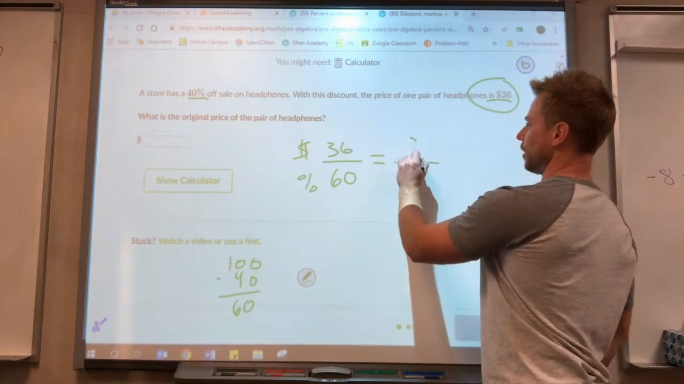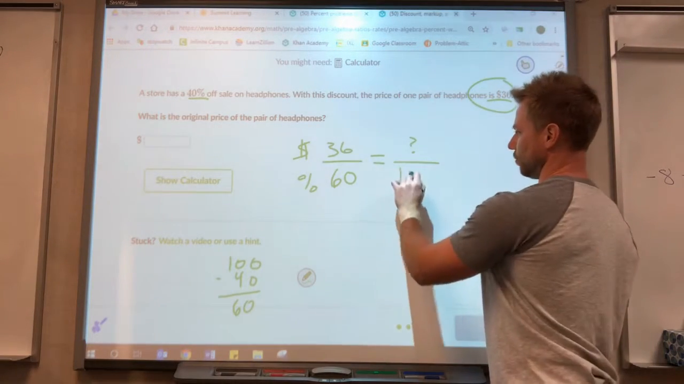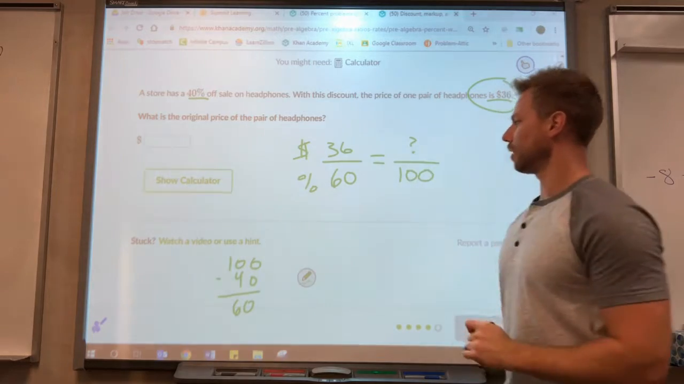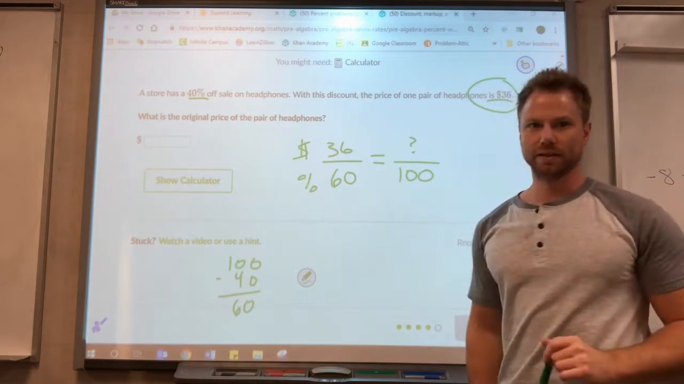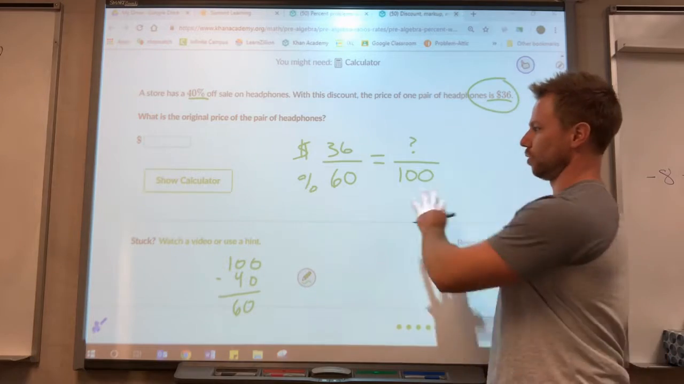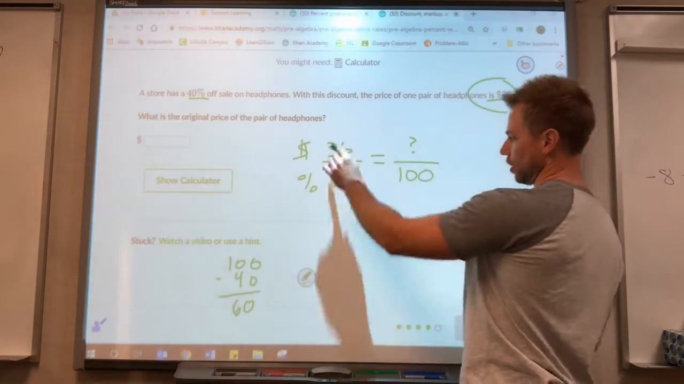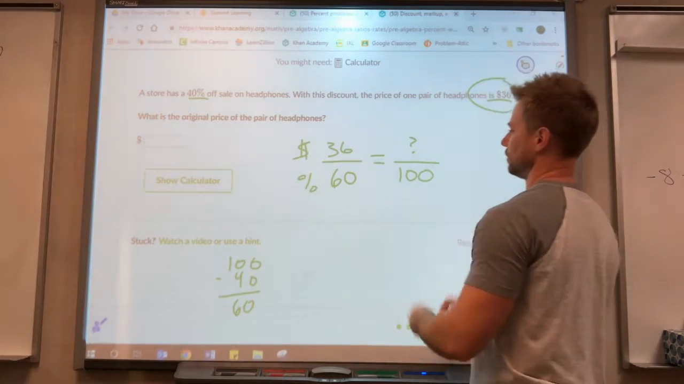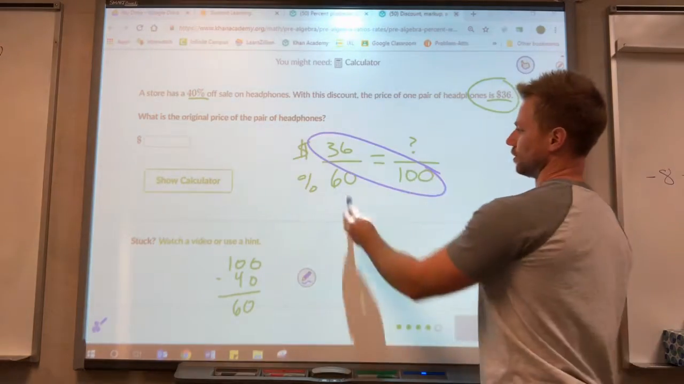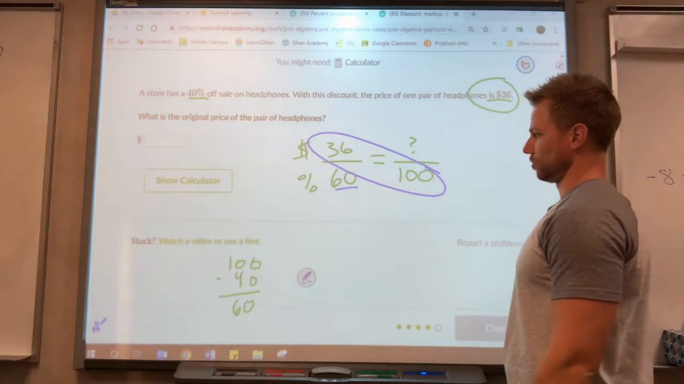Okay, now we're trying to figure out how much money is the original price. Well, the original price was 100%. It was the whole thing. It's what we started out with. So that's what we put there. So now we can cross multiply and divide to figure out what the original price was.